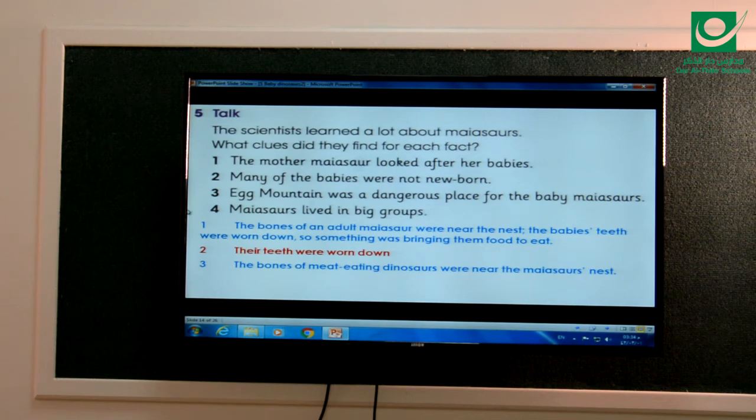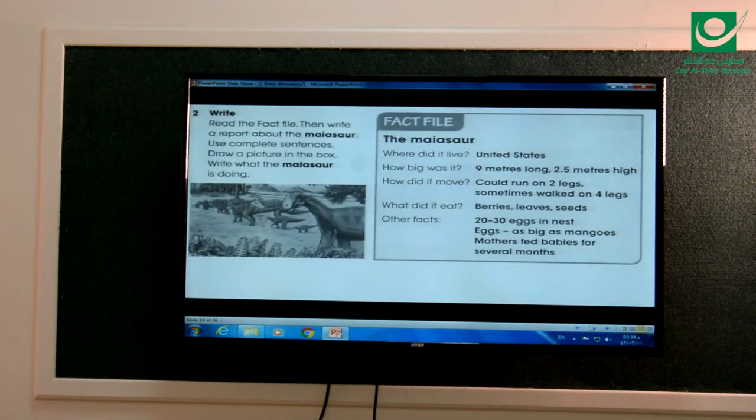Number 4, Maiasaurs lived in big groups. The answer: the bones of hundreds of Maiasaurs were found together. So, this is a good clue. Let's move to the next part.